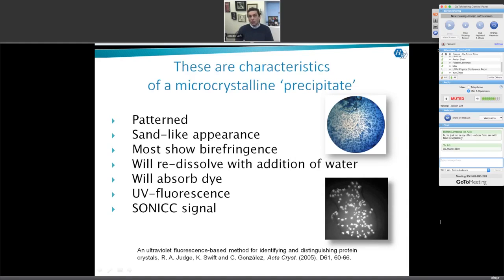If you add a small amount of water to an experiment drop that has these pattern precipitates, oftentimes the microcrystals will actually go back into solution very readily. The microcrystals, like larger protein crystals, are made up of protein plus water. They're disordered water that's maintained in solvent channels.